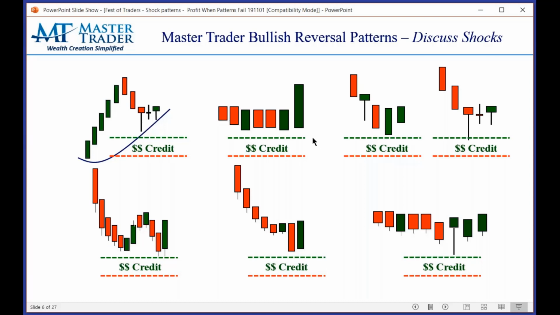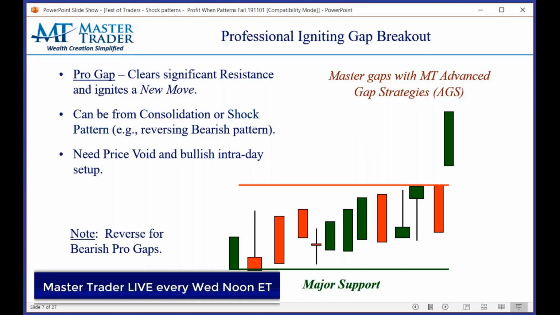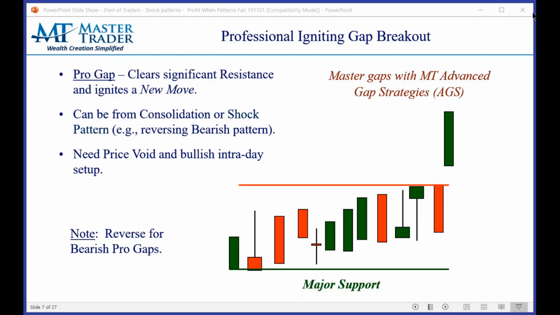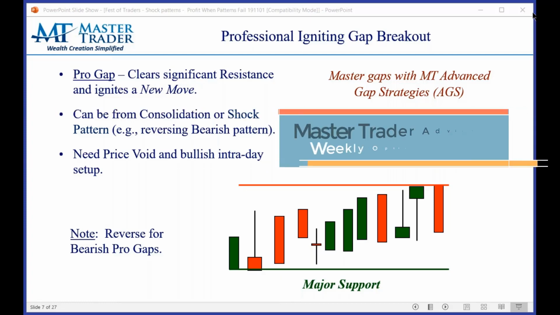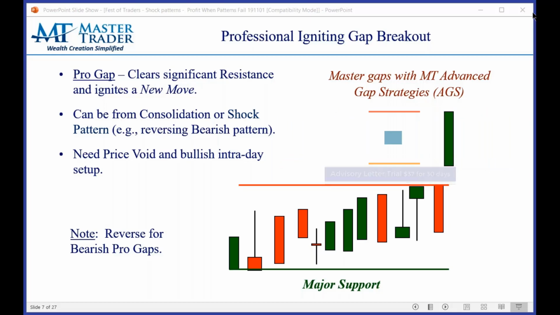And again, we do the directional trades and we do these income trades. I'm going to show you a lot of very compelling patterns here that are directional trades because they have the beautiful shakeout with the price void. But any pattern where we're just calling a short-term top or bottom, we love selling these credit spreads. And in fact, at Master Trader, we have a whole separate advisory letter dedicated to that called the Weekly Options Trader. All it does is sell options, mostly spreads, but sometimes naked, around these compelling patterns where the option expires in 10 days or less.